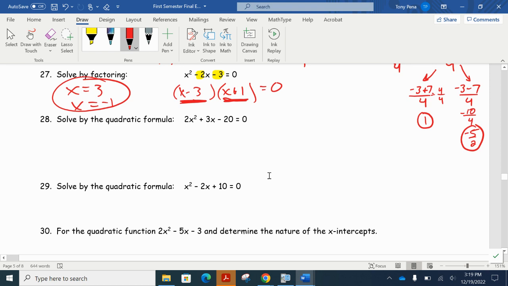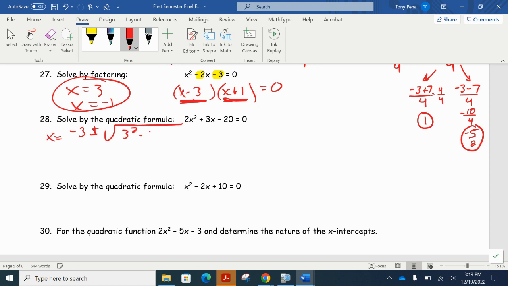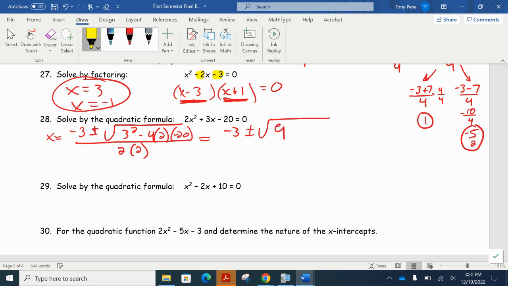All right, 28, another quadratic formula. Should be pretty good with these. So x would equal negative 3 plus or minus the square root of b squared, so 3 squared minus 4 times 2 times negative 20, and then all over 2 times a. So we end up with negative 3 plus or minus, let me move this over here, negative 3 plus or minus the square root of 9. And again, be careful here.